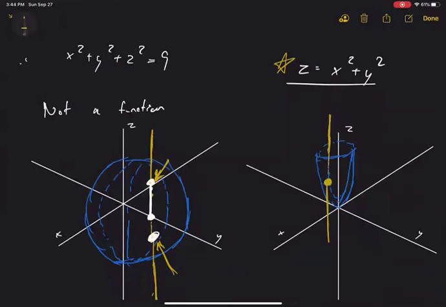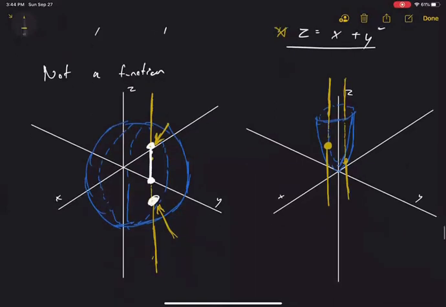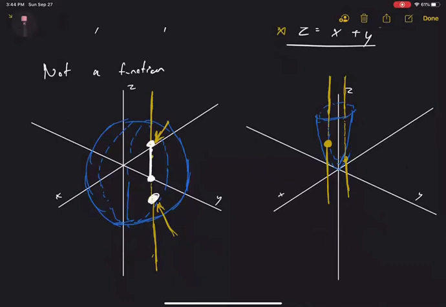And I could do the same thing for any vertical line. I have another vertical line. It's coming down, entering the mouth of this cone, still not touching the walls, still not touching the walls, still not touching the walls. And then maybe down here towards the bottom, it finally hits a wall of my cone and pierces through. But it's still only touching one single point on my surface. So it passes the vertical line test.